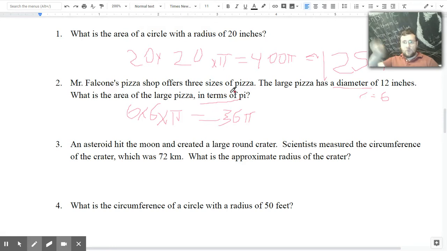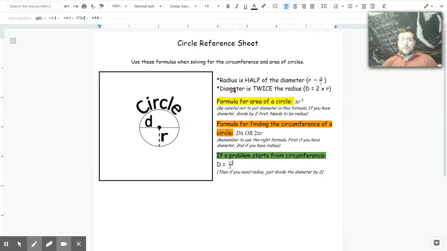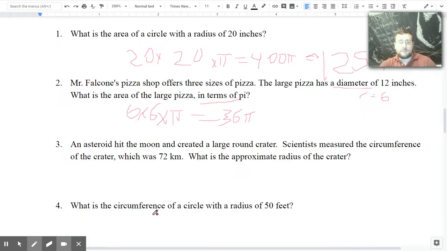That's the distance around the crater as 72 kilometers, and they want the radius. Now, I don't really have a formula for that, but I do have a formula that gives me the diameter based on the circumference. That's basically circumference divided by pi. So all I have to do is get that 72 and divide it by pi, or 3.14, whatever the problem tells you to use. I like to use the button in the calculator, and I'm going to get my answer for the diameter, though. Remember, this is the diameter, not the radius.